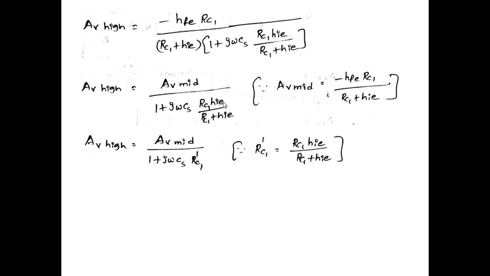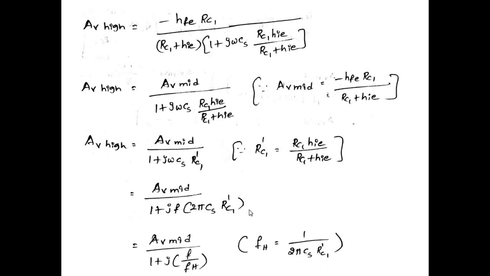This is the formula for voltage gain at mid frequency. Now write this entire factor, a parallel combination of RC1 and HIE, as RC1 dash. Now AV high is equal to AV mid divided by 1 plus j omega Cs RC1 dash. And we know omega equal to 2 pi f, so j f into 2 pi Cs RC1 dash. We know the higher cutoff frequency FH is equal to 1 divided by 2 pi Cs RC1 dash, which means here we can substitute this factor with 1 by FH. That's what AV high is equal to AV mid divided by 1 plus j into F by FH.